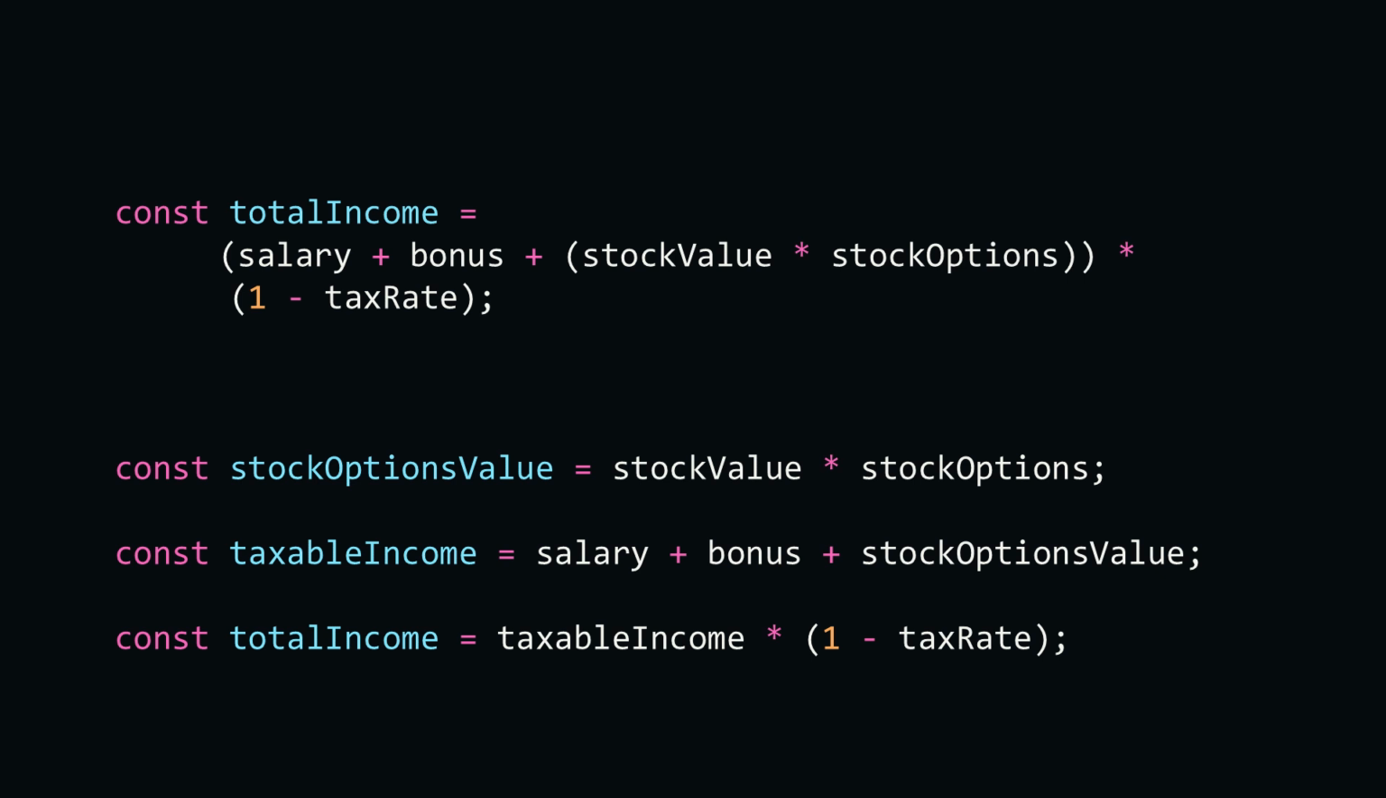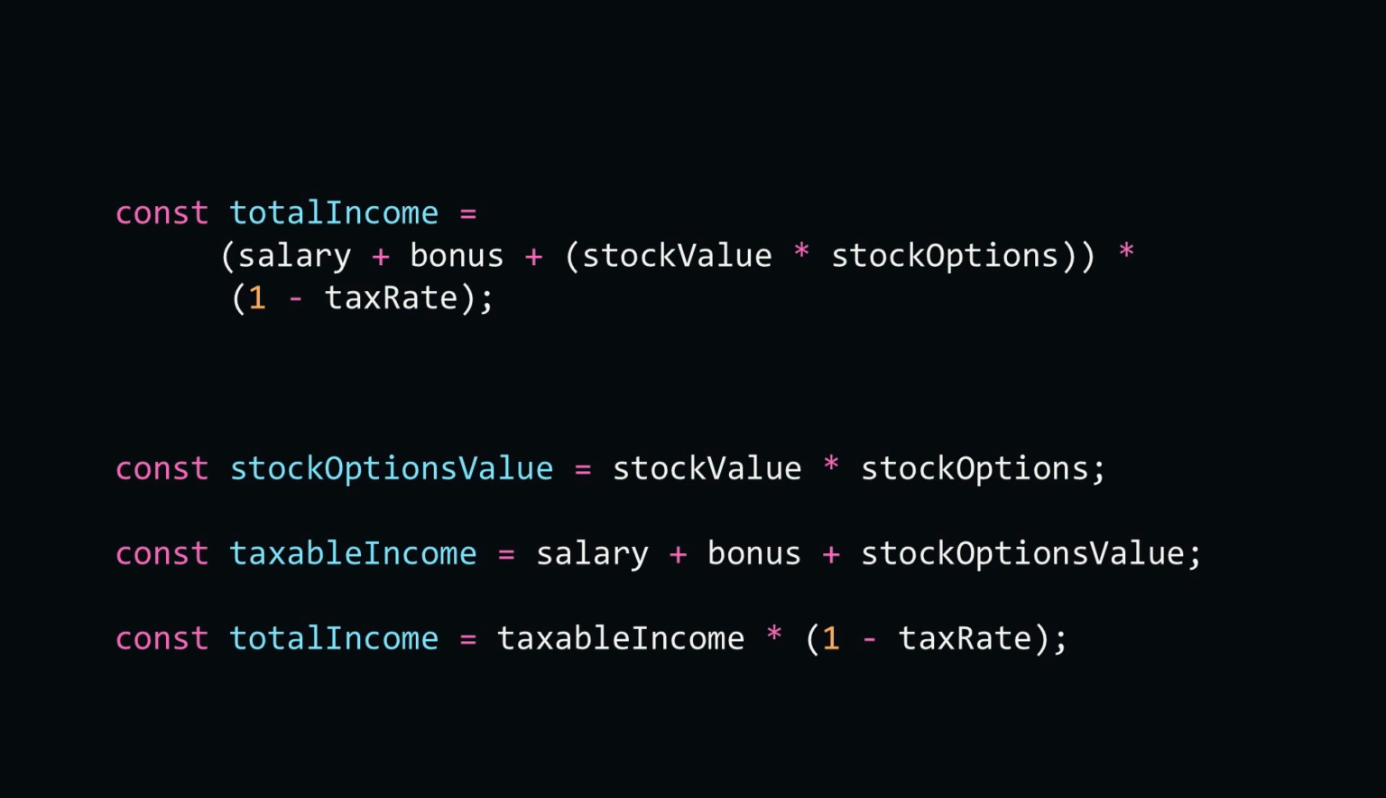In the refactored version, however, we have the expression as a series of simple small steps, so we can see if the stock options value is what we expected. If not, we found our bug, and if it is what we expected, we can move on to check taxable income, and so on until we get to the result. It's much easier this way to find miscalculations.